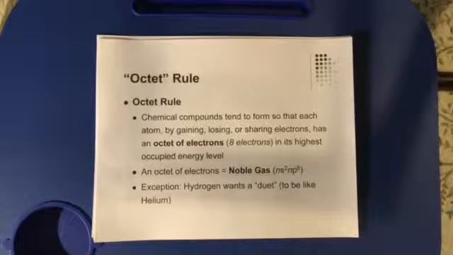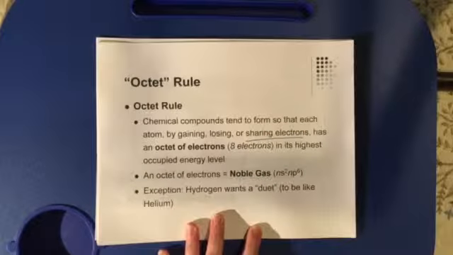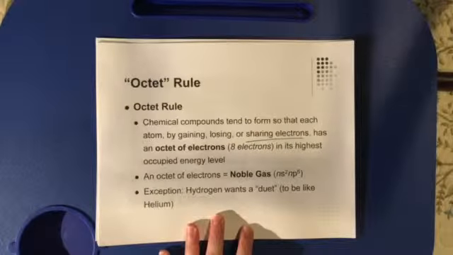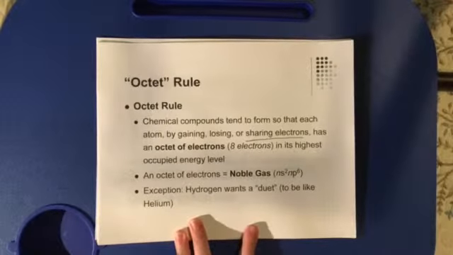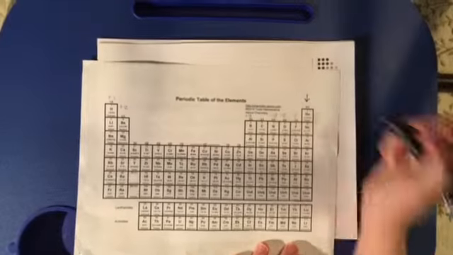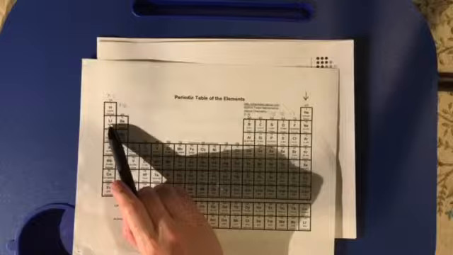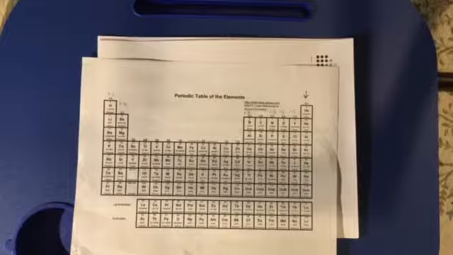So the octet rule says that chemical compounds tend to form so that each atom, by gaining, losing, or sharing electrons, sharing is what we're going to focus on, has an octet of electrons in its highest occupied energy level. And an octet of electrons is basically a noble gas configuration. And so here, the noble gases are right here. And you can see how they all have a full S and a full P orbital. And so they all have 8 electrons in their valence shell or their outer shell.